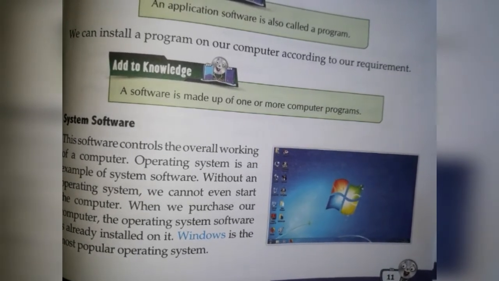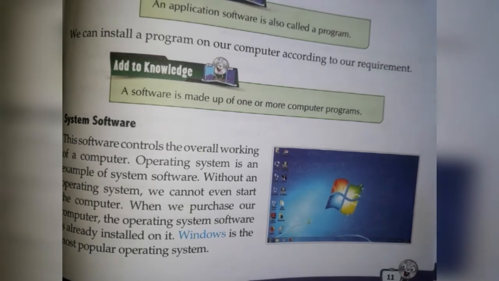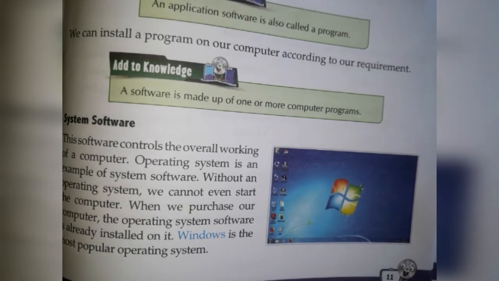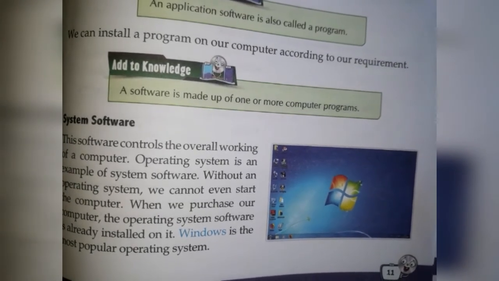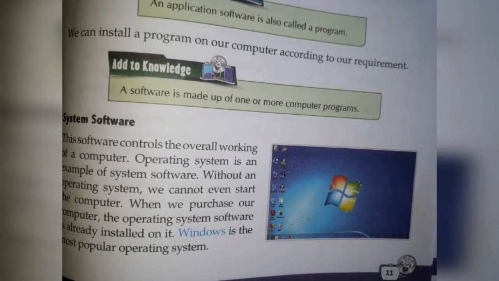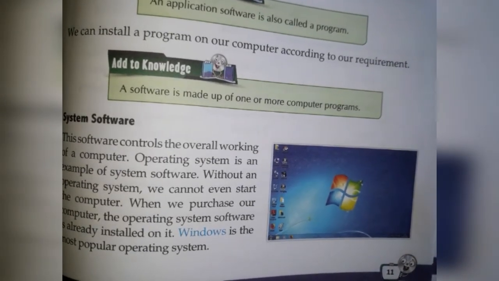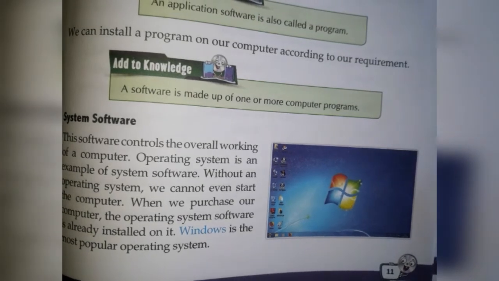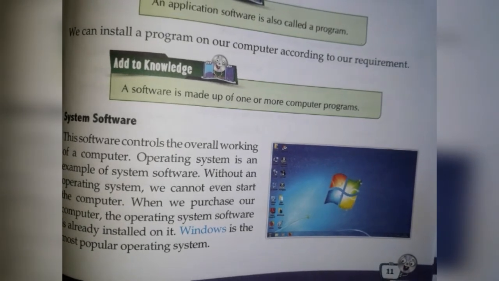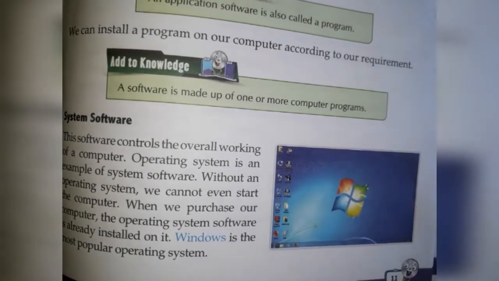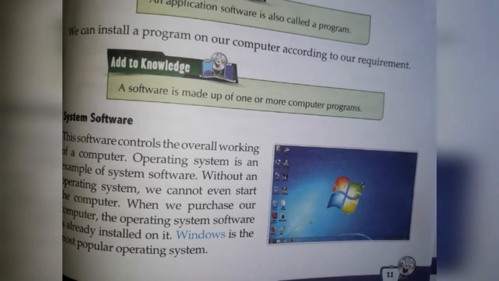There are so many system softwares available in the market. The most commonly used operating system is Windows. Apart from this, Unix and Linux are also different operating systems that we can see. So this is all we have to learn in this chapter.